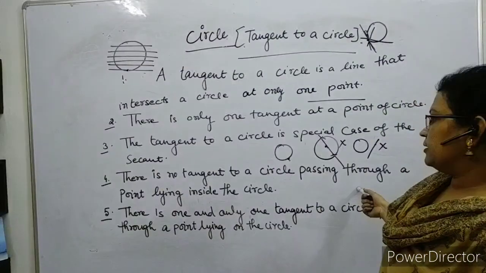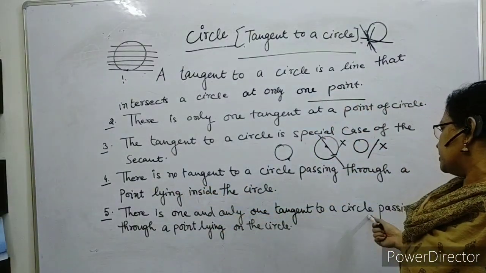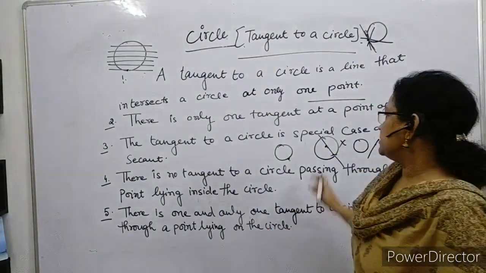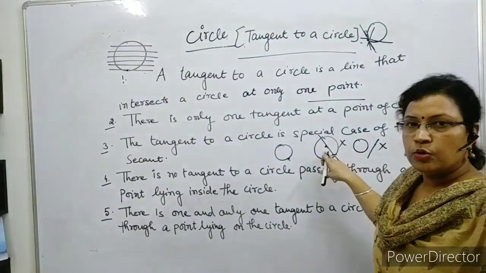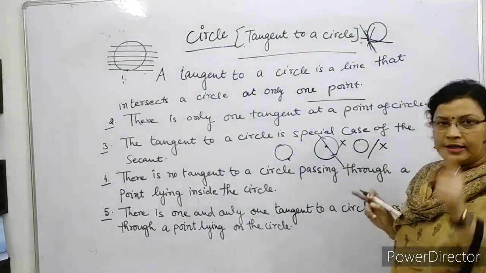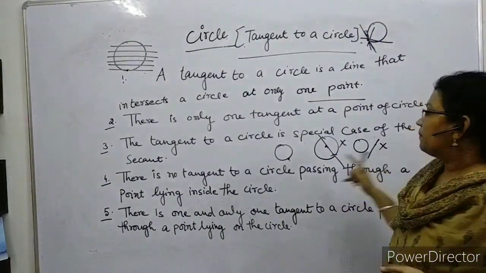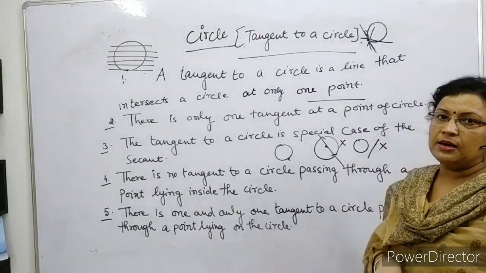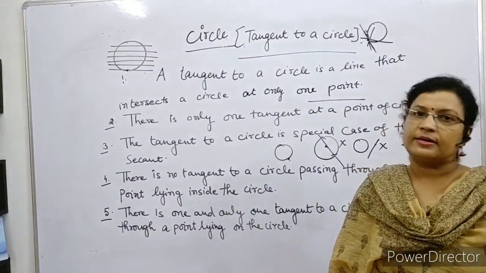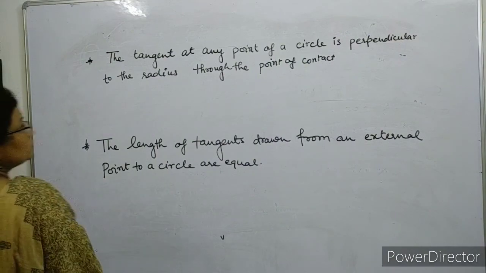The next point is: there is one and only one tangent to a circle passing through a point lying on the circle. Meaning if the point is inside, no tangent can be drawn. If the point is outside, no single tangent can be drawn. Why I said single, I will explain to you. But if a point lies on the circle, then one and only one tangent can be drawn at that point.